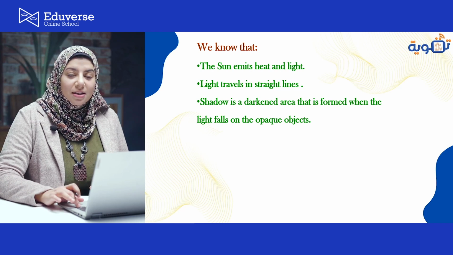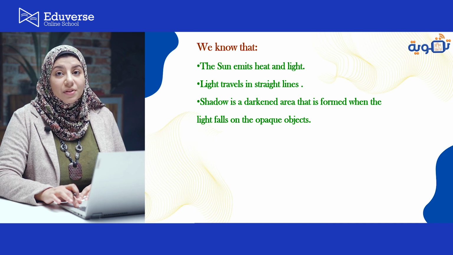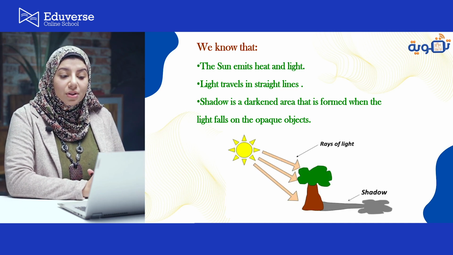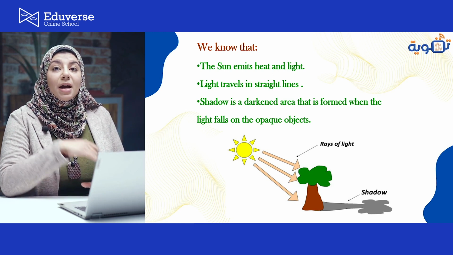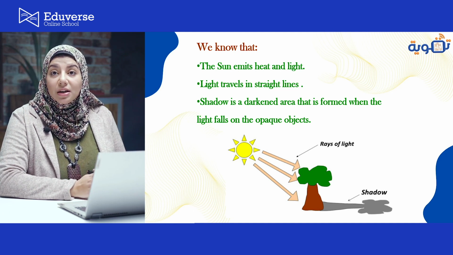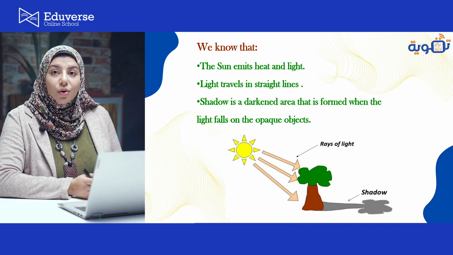Today we're gonna talk about an amazing phenomenon, which is the solar eclipse. We know, guys, that the sun emits heat and light. And one of the properties of light is that it travels in a straight line. So when the light falls on an opaque object, what could happen to the light? It will form a darkened area, which is shadow. So the shadow here is the darkened area that is formed when the light falls on an opaque object.